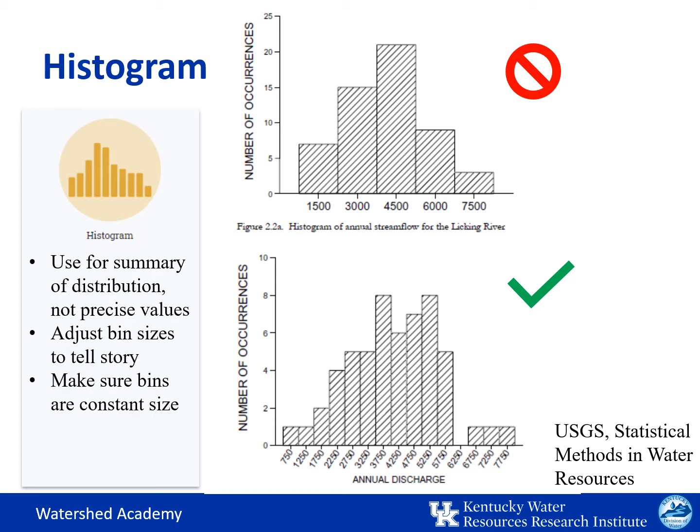with the data set. So histograms are for summaries of the distribution, not for indicating precise values. And make sure that you adjust that bin size to tell the story. And make sure bin sizes are constant across the board. You don't want to have one bin with a small number and one very large. Our eyes say that these should all be consistent sizes.